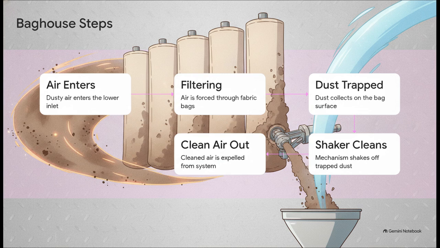2. The air is forced right through the filter bags. 3. Naturally, the dust becomes trapped, forming a layer on the inner surface. Now 4 is crucial. A mechanical shaker mechanism periodically agitates the bags to dislodge that dust buildup, dropping it into a hopper. And 5. The clean air is expelled continuously without the system getting clogged.